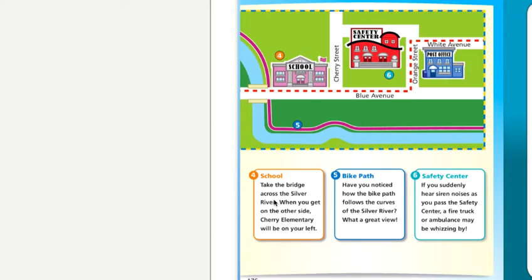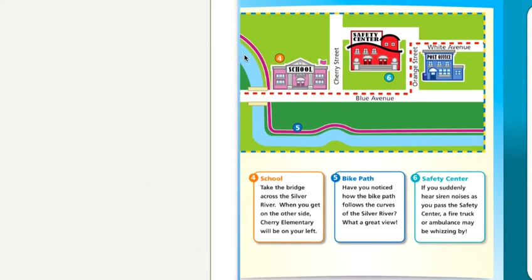So number 4, school. School is orange. And it's the number 4. Everything matches with orange. School. Take the bridge across the Silver River. So here's that river continuing across, but you need a bridge. When you get on the other side, Cherry Elementary will be on your left. So here is our school, and it's Cherry Elementary.